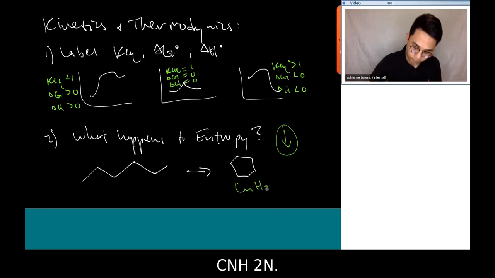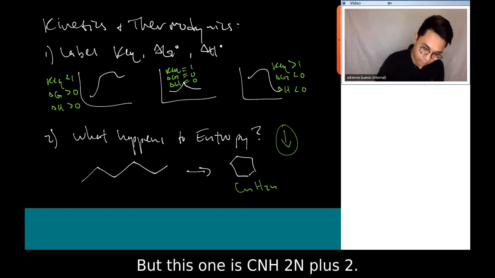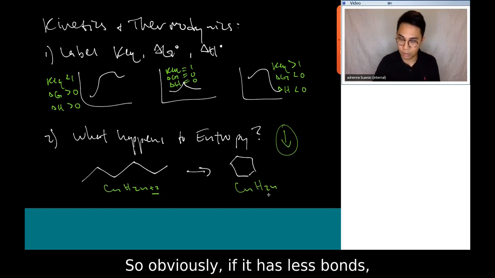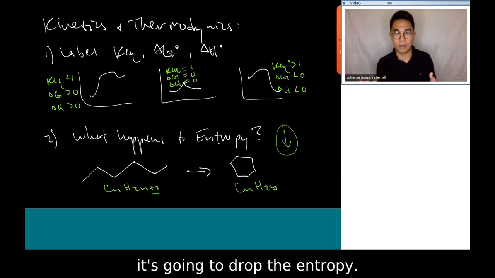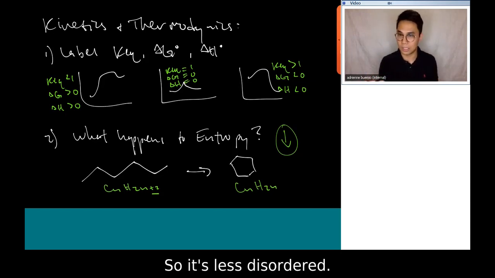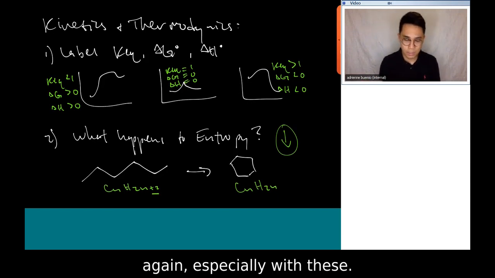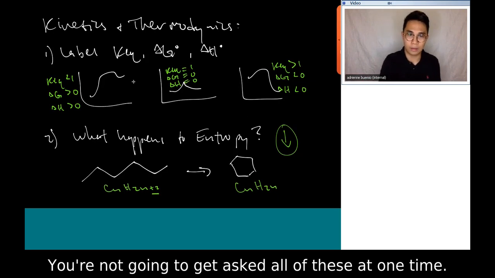CnH2n. But this one is CnH2n plus 2, so it has two more bonds than cyclic. So obviously, if it has fewer bonds, it's going to drop the entropy, so it's less disordered, right? There are a lot of different ways to ask these questions, especially with these, you're not going to get asked all of these at one time.